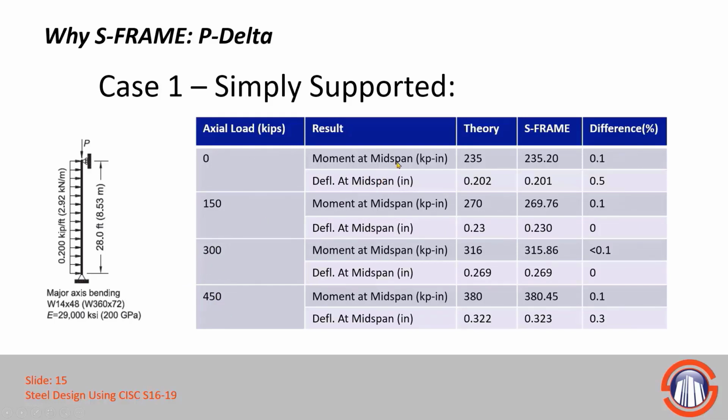And you can see here that we actually have results from the theory. This is calculations done by the AISC, and we're comparing our results to that. So we can see here between the theory and S-frame, there is very little difference for this validation problem. It maxes out at around 0.5% for the deflection at midspan in one of the examples.